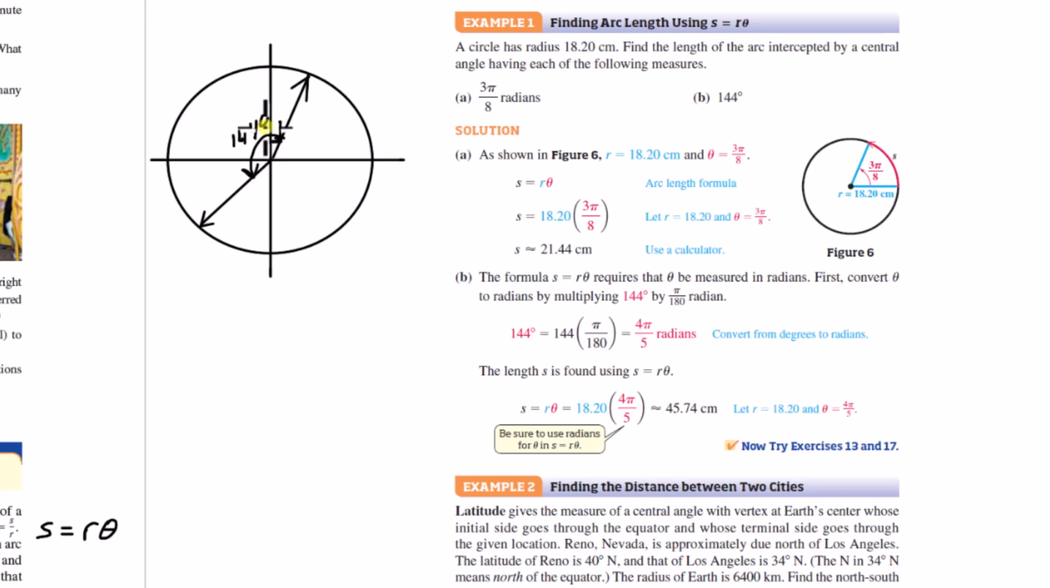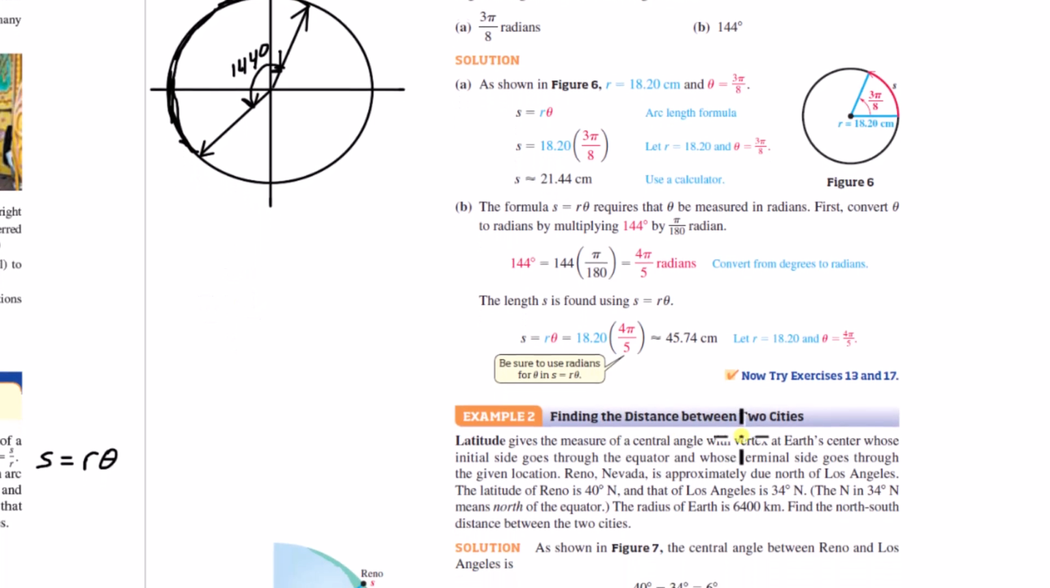So if you convert this to radians, when you do a unit conversion, you're not changing the actual physical nature of what you're talking about when you just change units, right? Angle is angle. Angle means the exact same thing in radians as it does in degrees. So when you convert 144 to radians, you're just erasing this and putting that in radians. It's the exact same arc. So if you convert this to radians, that's what they do. They get 4 pi over 5 radians, multiply that by 18.2. That's the length of this arc that's intersected by 144 degrees. See?